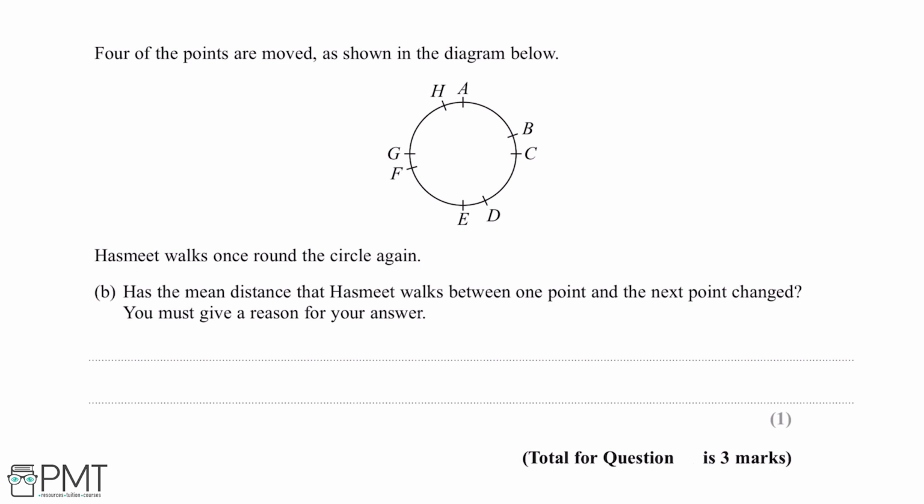4 of the points are moved as shown in the diagram below. Hasmeet walks once round the circle again. Has the mean distance that Hasmeet walks between one point and the next point changed? You must give a reason for your answer.